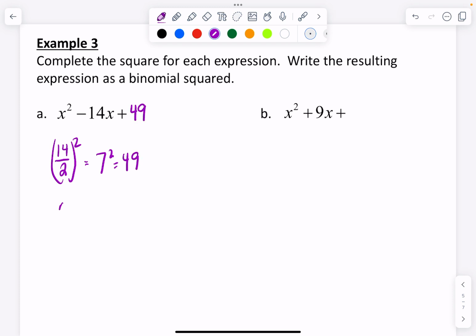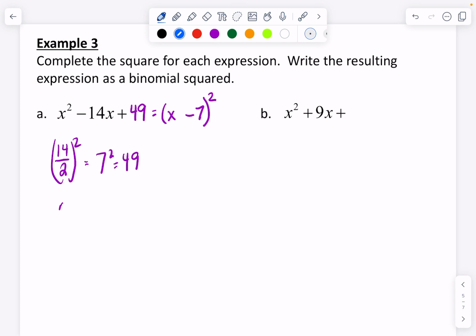And then that factors to x squared, same sign in the middle, the square root of the number I just found, all to the second power.